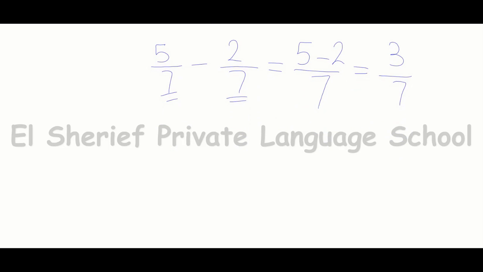Another one, but here we subtract. 5 over 7 minus 2 over 7. Here we have the same denominator. Okay, let's put it in the denominator of the result. 5 minus 2 equals what? Equals 3 sevenths. If we have 7 over 9 minus 5 over 9, we have the same denominator, 9, and 7 minus 5 equals 2 ninths.